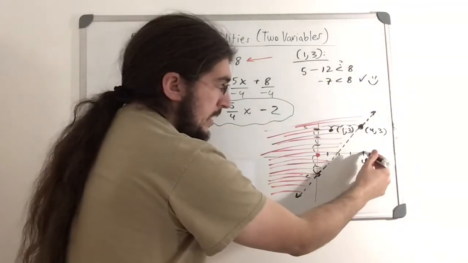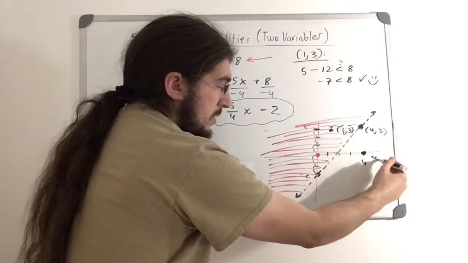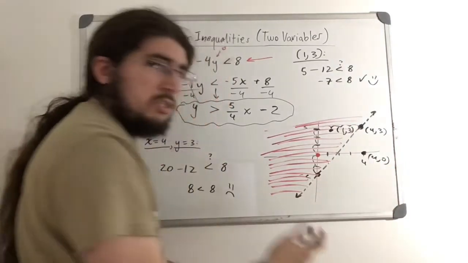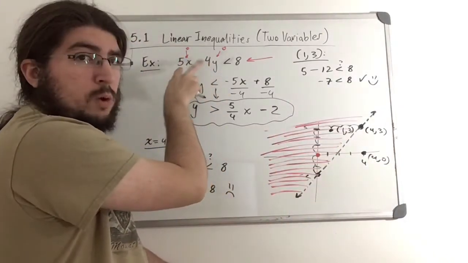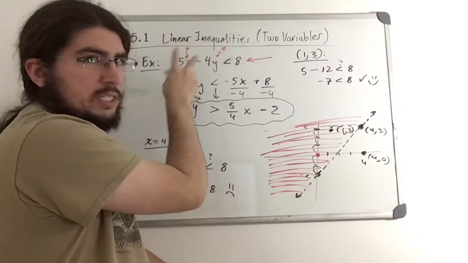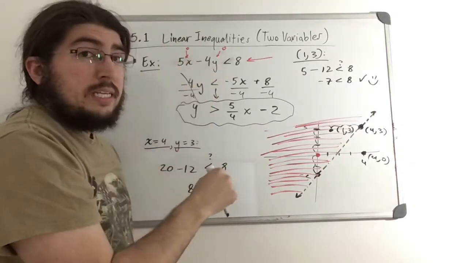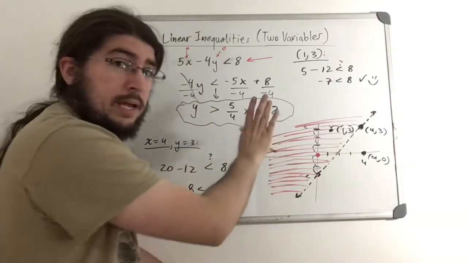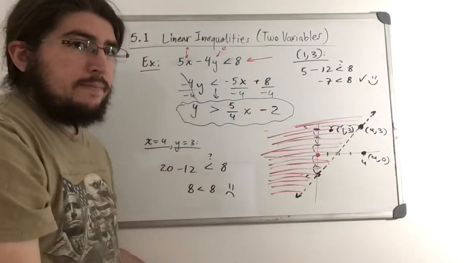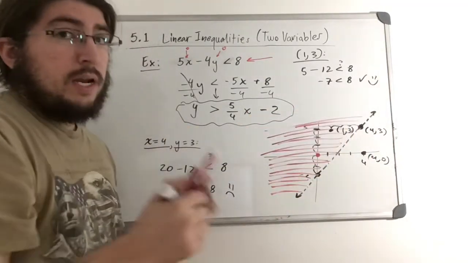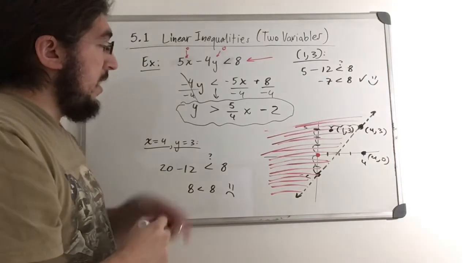Plugging in something that is not in the shaded region, like (4, 0), I'll just do in my head. When you plug in 4 and 0 for x and y respectively, you get 20 minus 0. 20 minus 0 is 20, and 20 is not less than 8, so it's not a solution, which is why we're not shading that point. So everything shaded here in red will satisfy this inequality, and again, this line is dashed because we're not including those points.